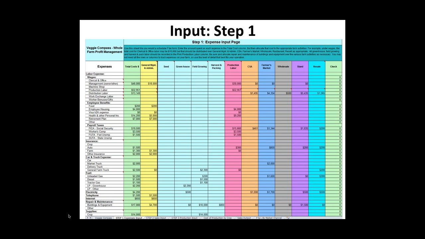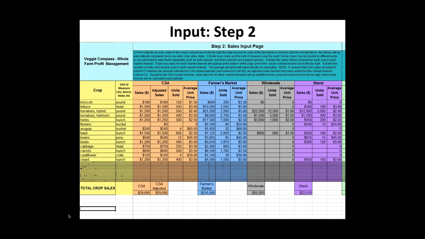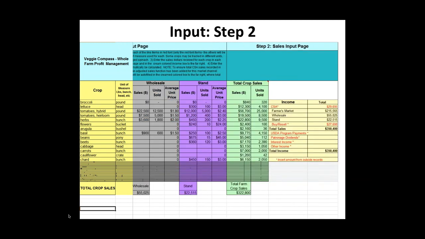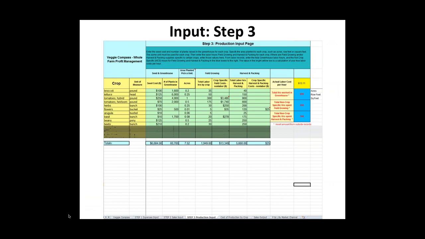The second input page is where you list all the crops that you're growing and put the price in or the sales figures in for each of those crops. So I'm just going to scroll over so you can see that it tallies things up there to the right. The last input page is where you put in some specific information about seed costs, about the number of plants that are going through a greenhouse if they're transplanted, the area allocated to those different crops, and then columns to put in those labor hours that VeggieCompass demands that you put in. Those are the input pages.